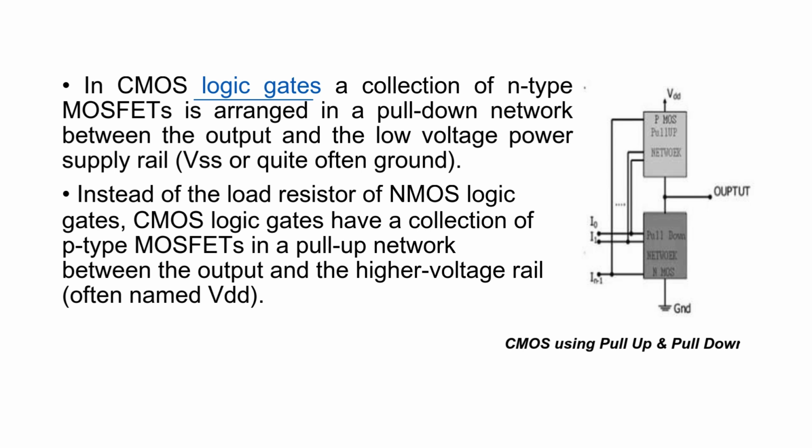As shown in this slide, this is CMOS using pull-up and pull-down transistors. Pull-up is the PMOS transistor, pull-down is the NMOS transistor. This PMOS transistor will always pull the output to high, but the NMOS will pull it to low.